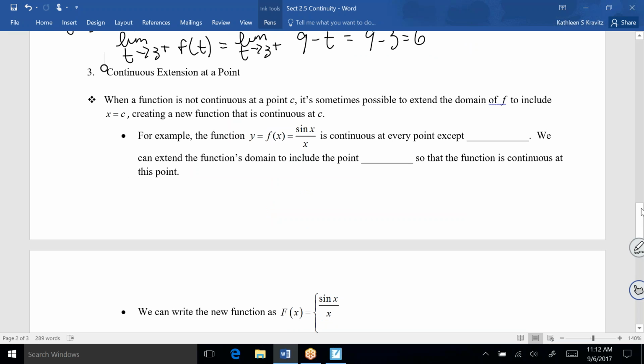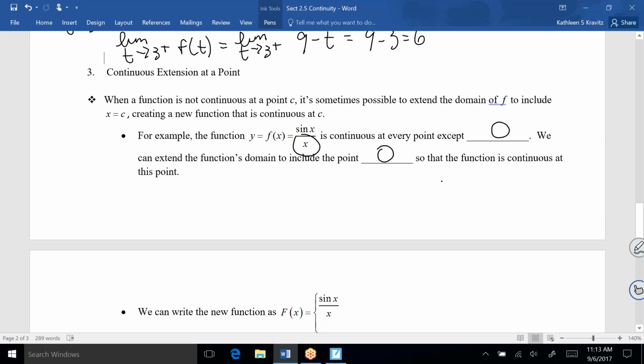point. So when a function is not continuous at a point c, it's sometimes going to be possible to extend the domain of f to include x equals c, creating a new function that is continuous at that point c. So for example, if we have the function f of x equals sine of x over x, it's going to be continuous at every point except, looking at that denominator, every point except for when that denominator is equal to 0. So we can extend the function's domain to include that point 0 so that the function is continuous at this point.